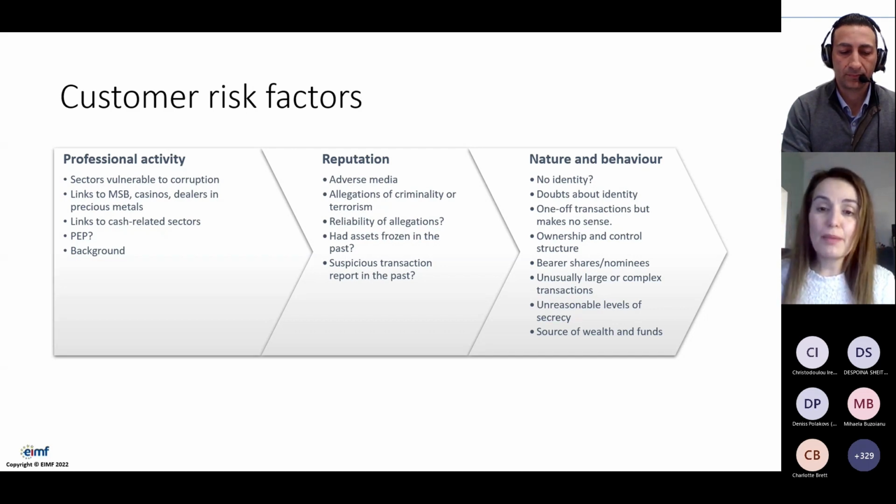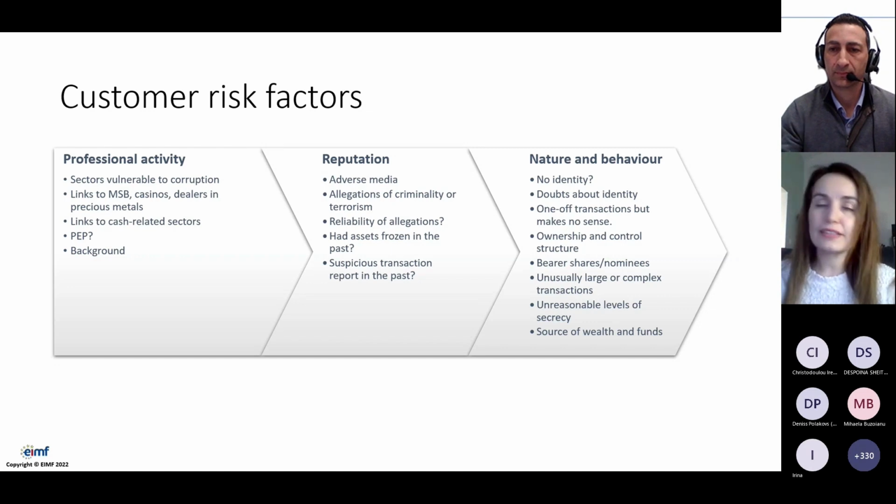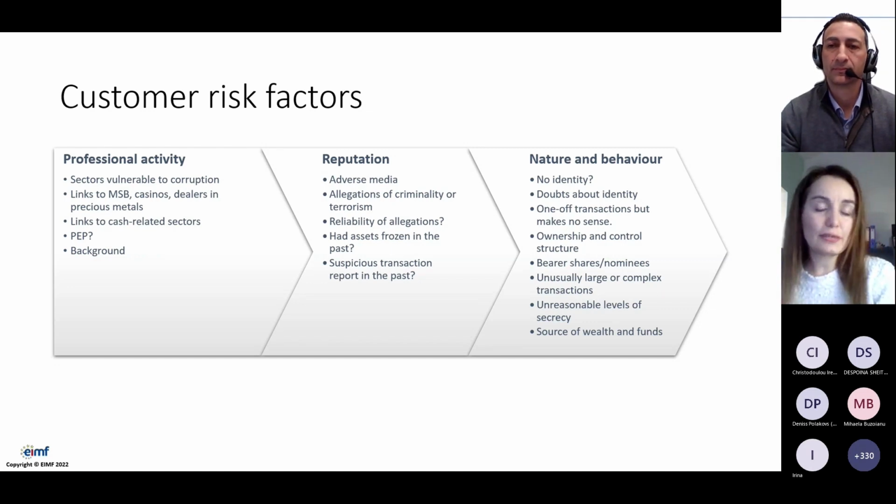Links to cash-related sectors. Cash remains the number one preferable method for money launderers because it's completely anonymous, it's completely untraceable, and it will remain as such. And so cash-related sectors are vulnerable because it's easy for a criminal to establish a cash-based business and inject and mix, let's say, legal with illegally derived funds, and present them to the bank as legitimate.